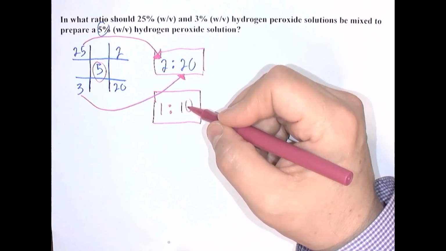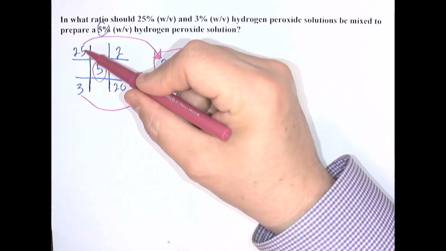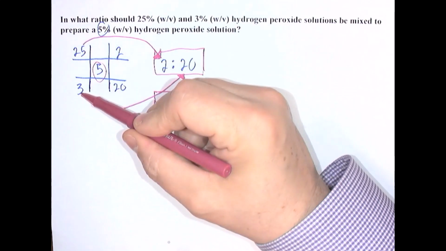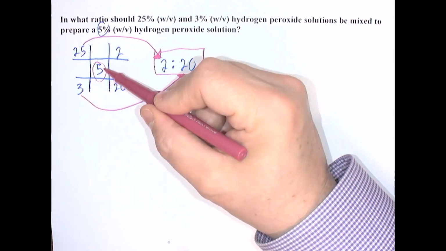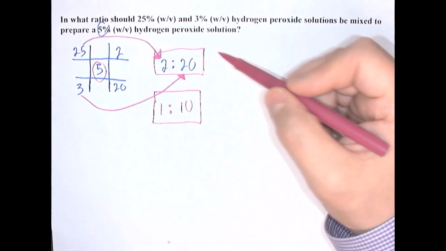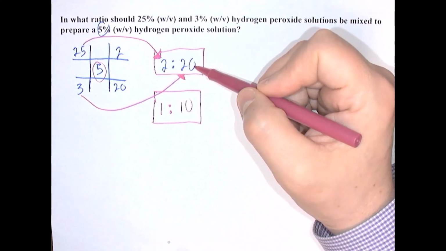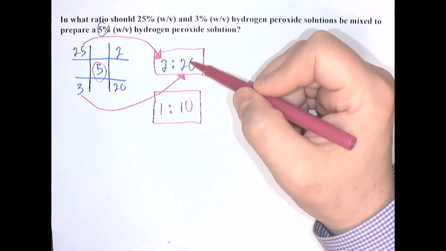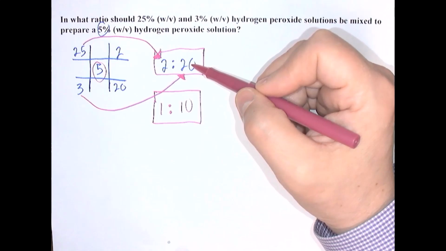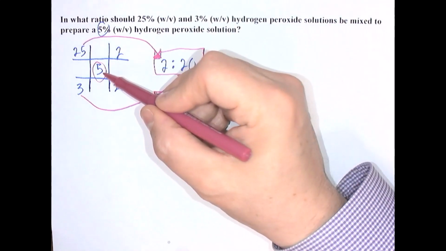So now you see how, again, if we have 2 solutions, one with 25% concentration and another one with 3% concentration, we need to get to a 5% concentration. Following this method here, we ended up with 2 parts the 25%, 20 parts the 3%. And if we mix these 2 solutions together using this ratio, we will get a solution with a 5% concentration.